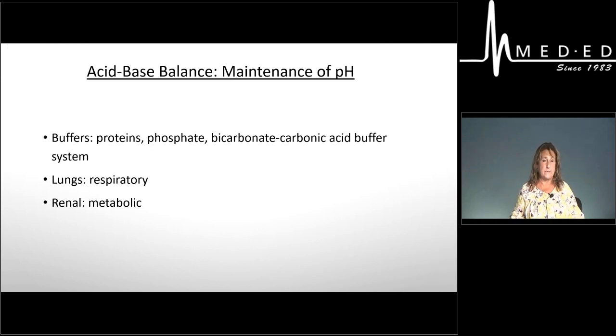But your body has to maintain a normal pH, otherwise it's not going to work appropriately. So we've got short-term mechanisms to help maintain acid-base balance in the form of buffers, and then we have longer-term systems in the respiratory system and the metabolic system or the renal system. So lungs work faster than kidneys. Okay?